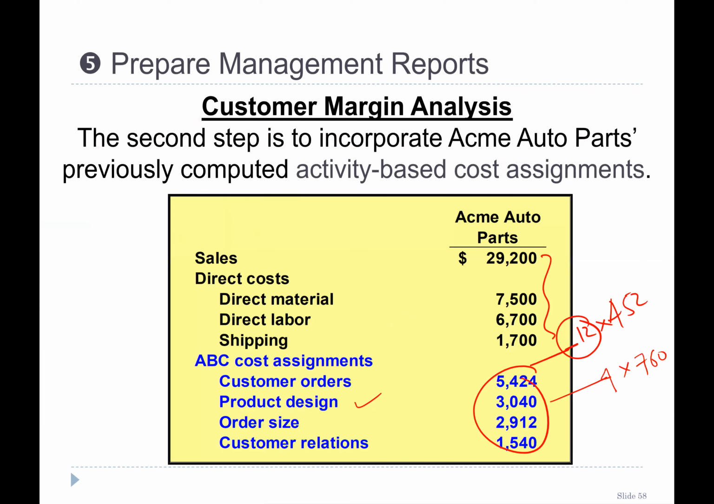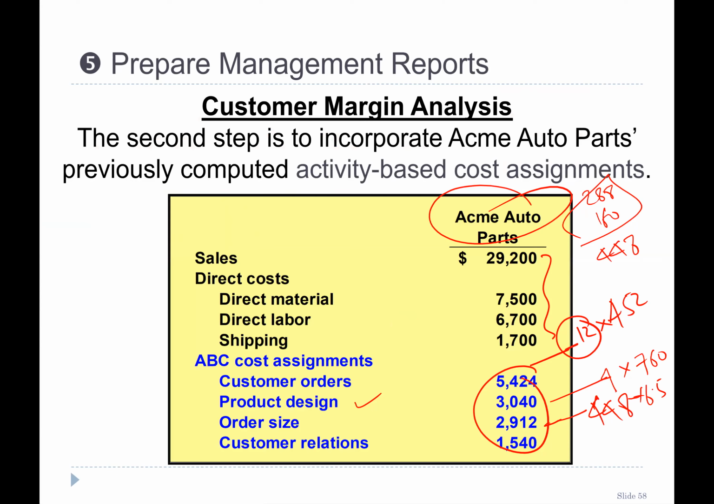Order size, the order size based on machine hours, right? How many machine hours are used to complete AutoAcme orders? 288 for short start and 164 for long life. It's 448. So per rate hour is 6.5. So 448 multiplied by 6.5. Answer would be 2919. Right, guys?